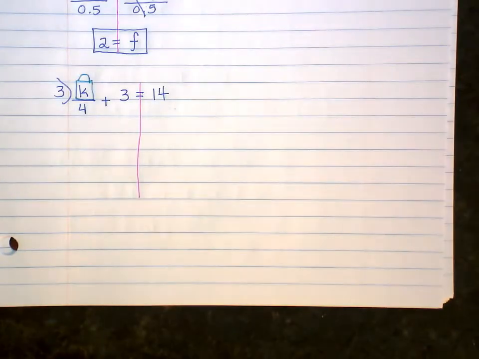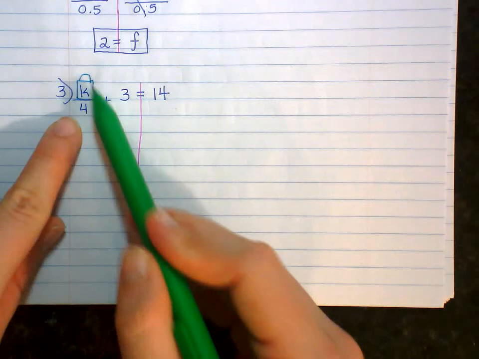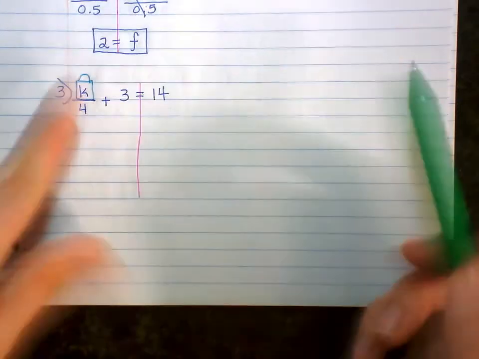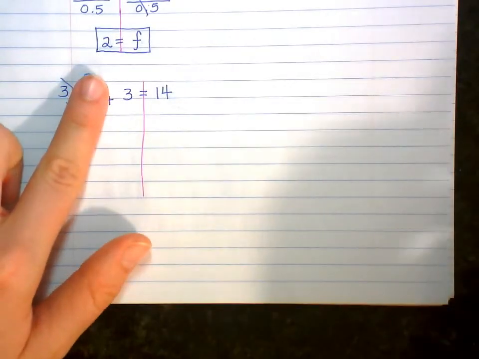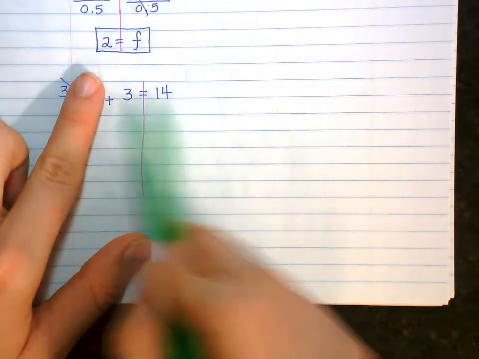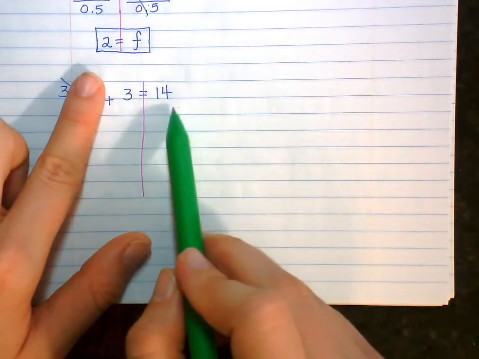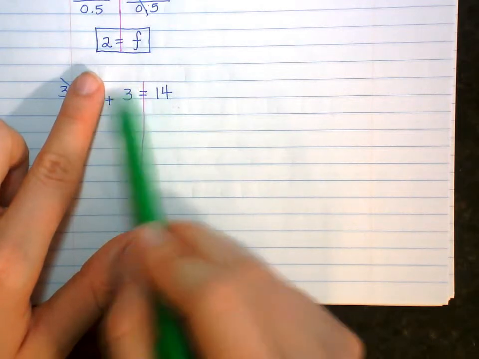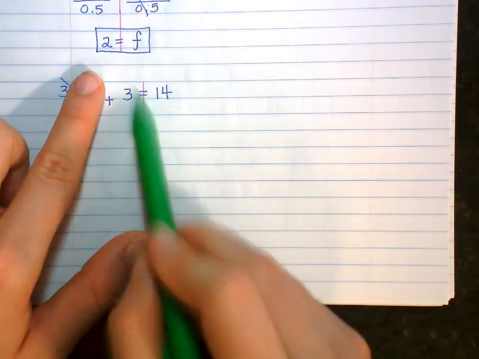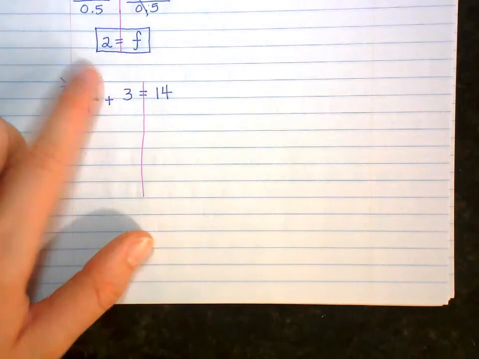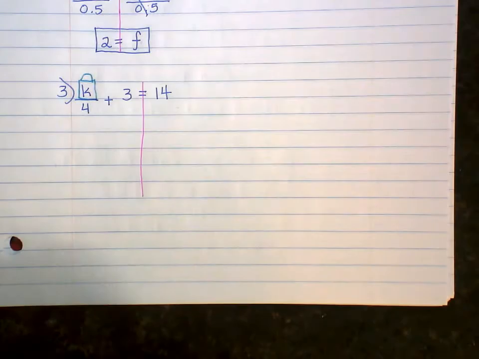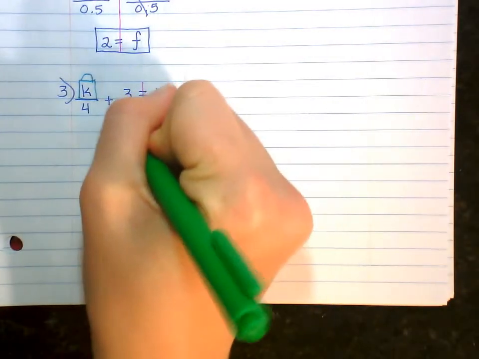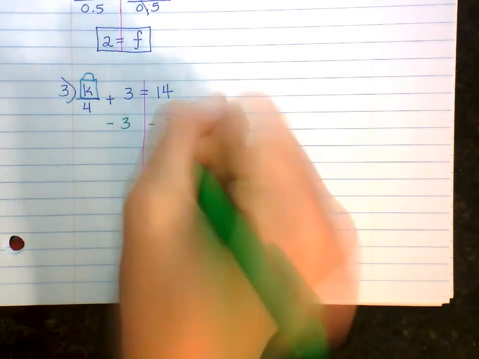And then you combine like terms. So this term still has the variable, so that's not the like term. The 3 and the 14 are like terms because neither number has a variable attached. So how are we going to get rid of this positive 3? How are we going to move this positive 3 to the right side? You do the opposite, so minus 3 from both sides.